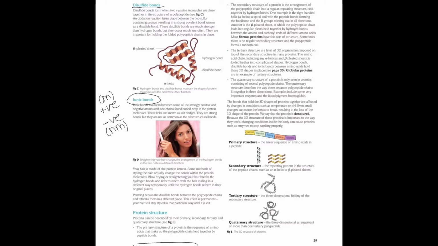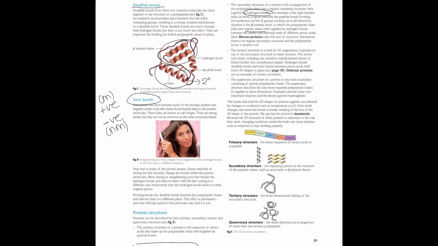The secondary structure of a protein is the arrangement of the polypeptide chain into regular repeating structure held together by hydrogen bonds. So we have the first type of bonds coming, hydrogen bonds. One example is the right-handed helix. So this is the alpha helix. So this is secondary structure. We have a helix, a spiral coil with the peptide bonds forming the backbone and the R group sticking out in all directions. Another is the beta-pleated sheet, in which the polypeptide chain folds into regular pleats held together by hydrogen bonds between the amino and carboxyl ends of different amino acids.